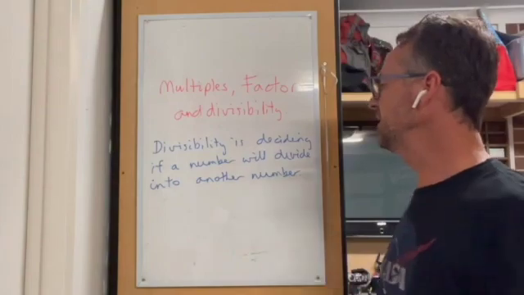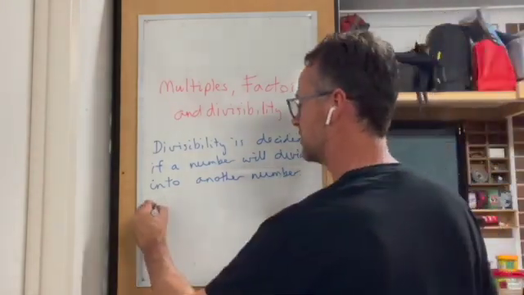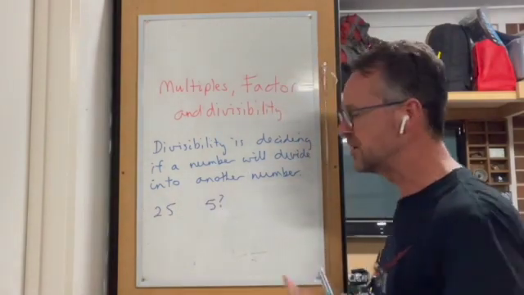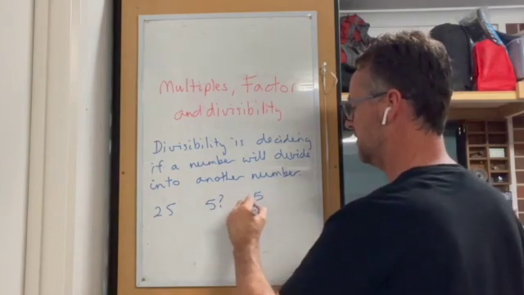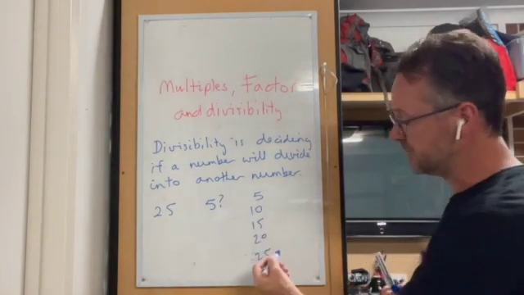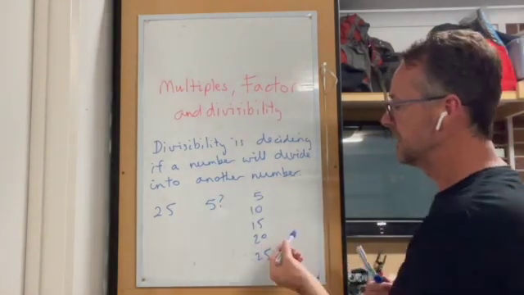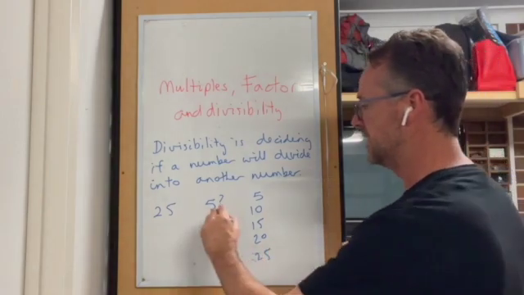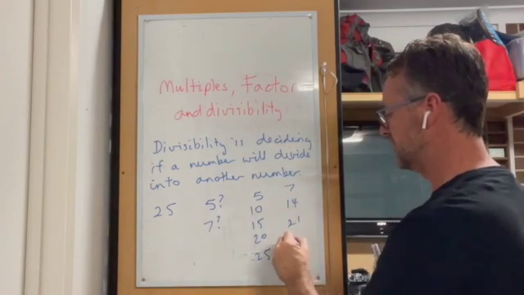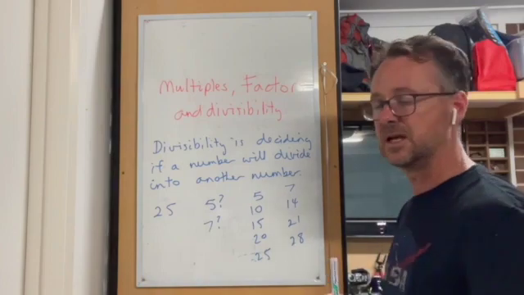Okay, divisibility is deciding if a number will divide into another number. So for example, if we take a number like 25 and ask, is 25 divisible by 5? Well, we know that 5, 10, 15, 20, 25. So we know that 25 is a multiple of 5, so therefore 5 must go into it, okay? If we look at, say, 7, does 7 go into 25? 7, 14, 21, 28. It's not one of the multiples of 7, so 7's not divisible into 25.